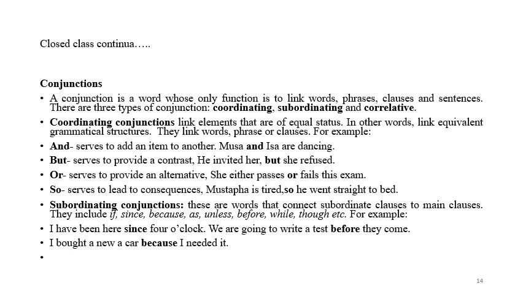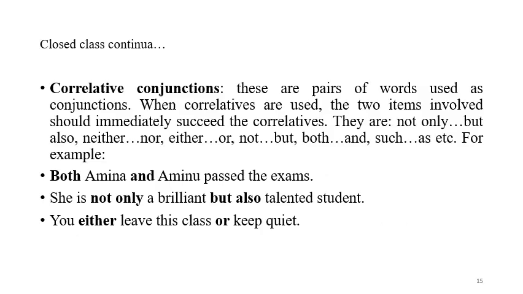I have been here since 4 o'clock. "Since" here is a subordinating conjunction. I bought a new car because I needed it. "Because" is a subordinating conjunction. "Because I needed it" is a subordinate clause. "I bought a new car" is a main clause. So whenever you see a subordinate clause attached to a main clause, you can locate a subordinating conjunction.